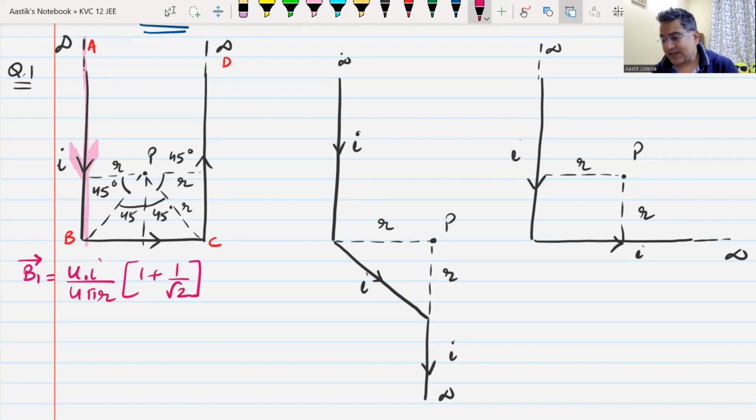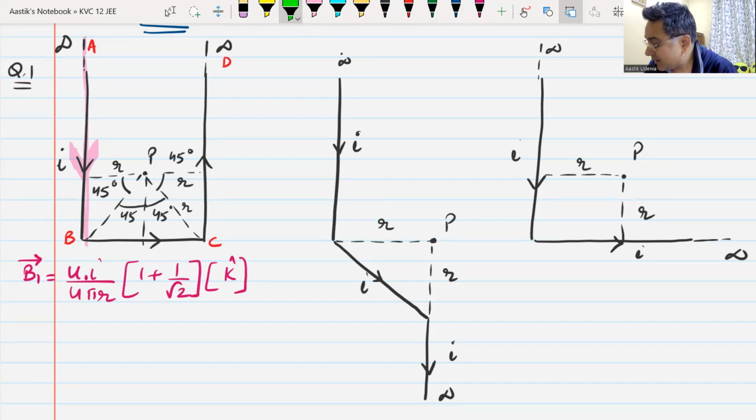And what is the direction of this magnetic field? Is it coming out or going in? It is coming out. Please find out the direction. It is coming out, so it is along K. The current is downwards, remember.